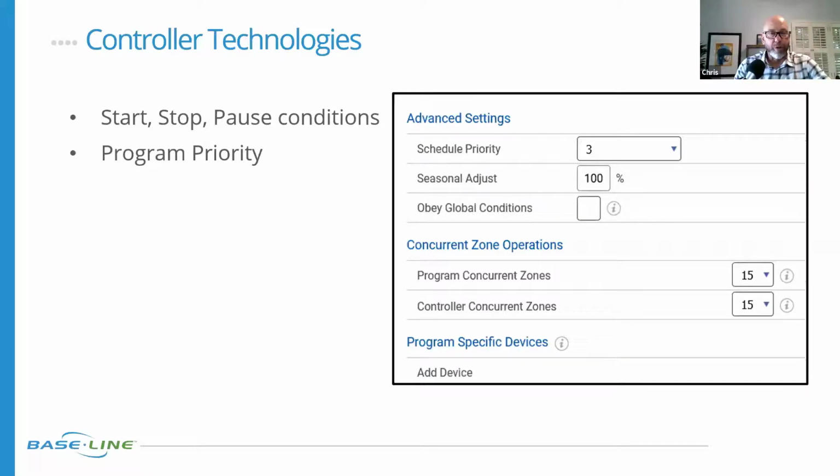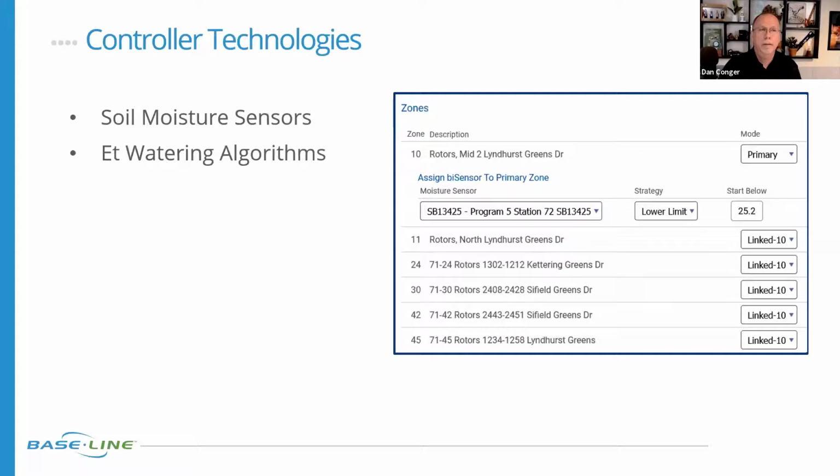Cool. Engineered solutions. Nice. Then, of course, soil moisture sensors work into that equation. So here I've got zone 10 linked to a soil moisture sensor, and that's a primary. That soil moisture sensor is set to a lower limit, so it won't water until it dries down to 25.2%. In this case, it still has a time and a date. And then zones 11 through 45 are linked to it. So whatever zone 10 does, all the rest do. So lower limit for soil moisture sensors in drought conditions, absolutely made for this.